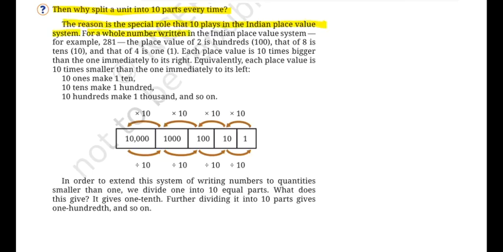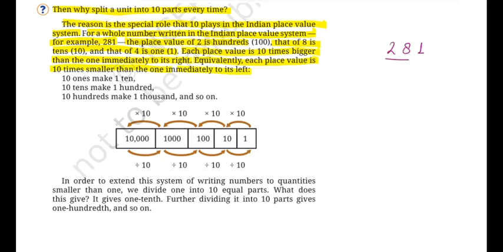For a whole number written in the Indian place value system, for example 281, the place value of 2 is hundreds, that of 8 is tens, and that of 1 is ones. Each place value is 10 times bigger than the one immediately to its right. Equivalently, each place value is 10 times smaller than the one immediately to its left.